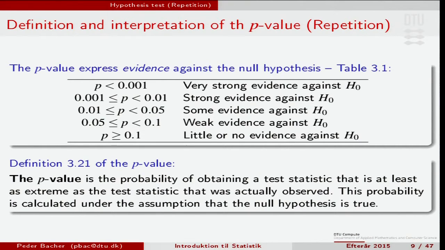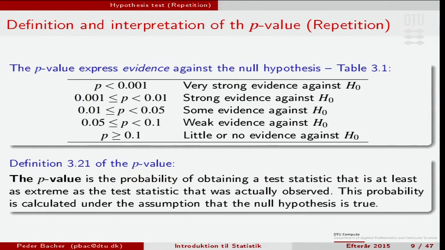Then the p-value is defined as, you can read it up there, the probability of observing this value under the null hypothesis. So if the null hypothesis is true, then the probability of observing this one or something more extreme, it's this area, and that's what we call the p-value.